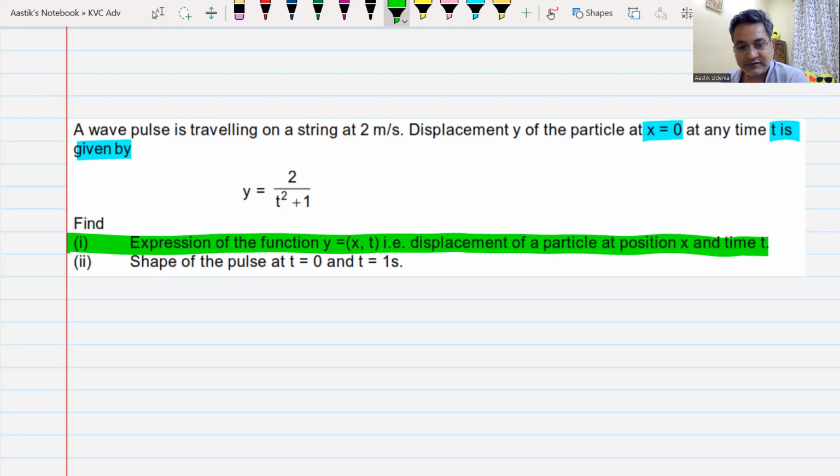How will you get the expression for the wave function? The next part of the question is very simple: the shape of the pulse at t equal to 0. Once you get the wave equation, you can get the shape of the pulse. So the only thing you have to find out here is the expression of the wave function, and I'll give you 2 minutes. If you can do it on your own, it's very good.